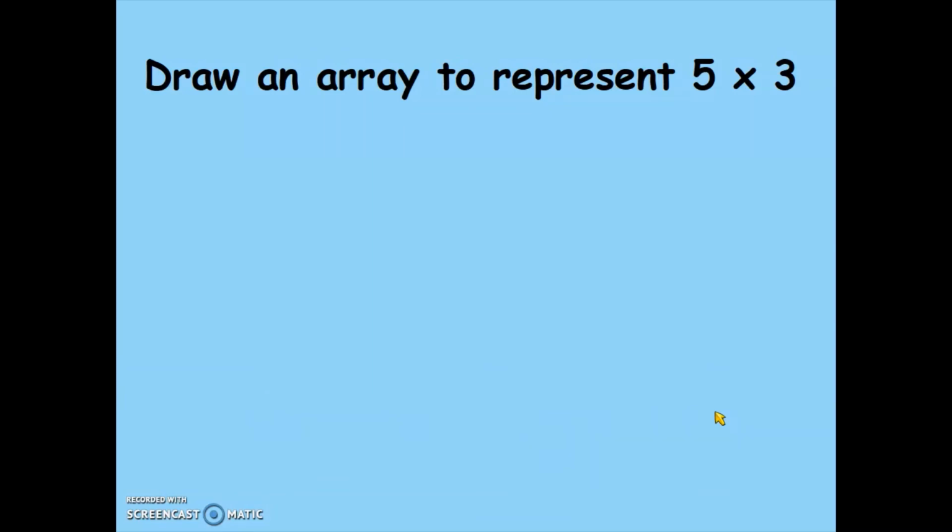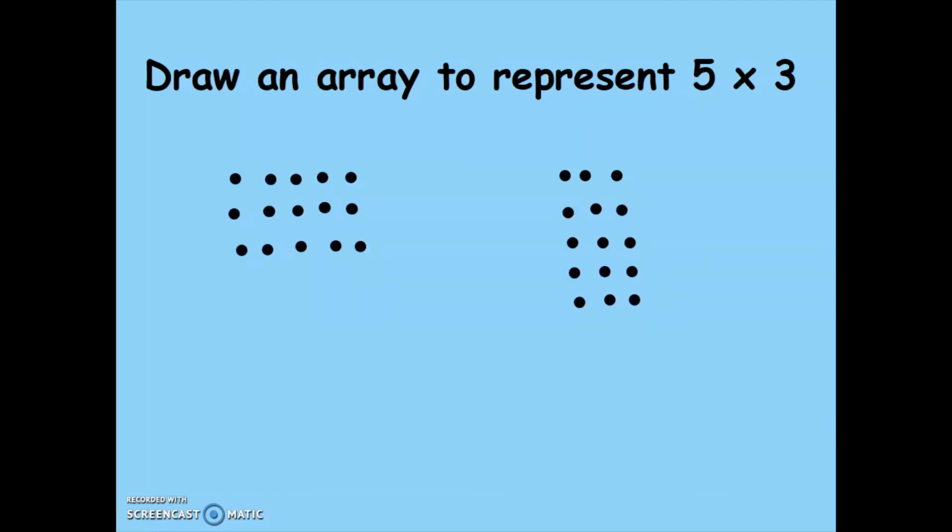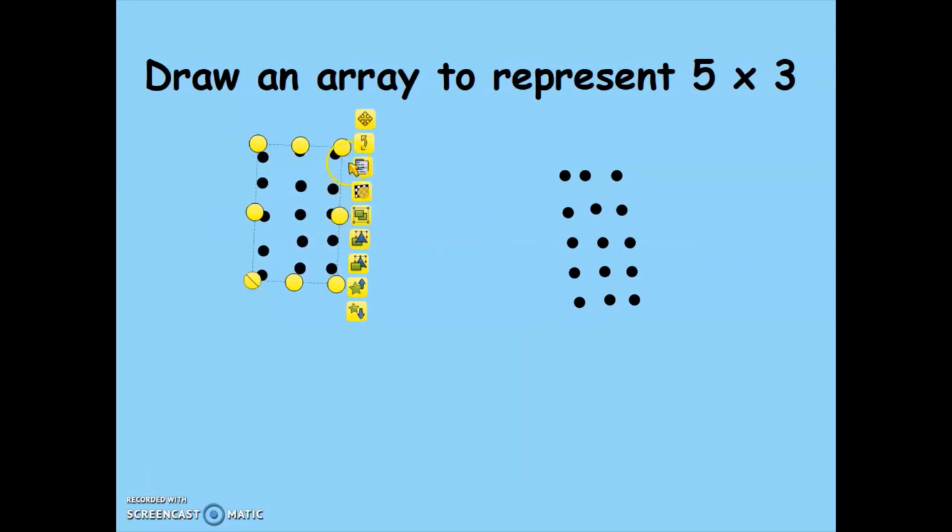You should hopefully have something like this. Either way is fine. You can have 3 rows of 5 or 5 rows of 3. Whichever way you look at it, if you flip it round, it will end up looking the same.